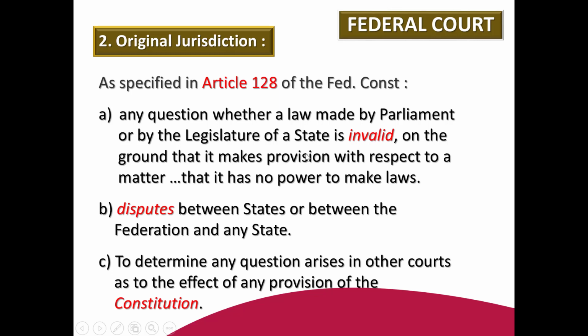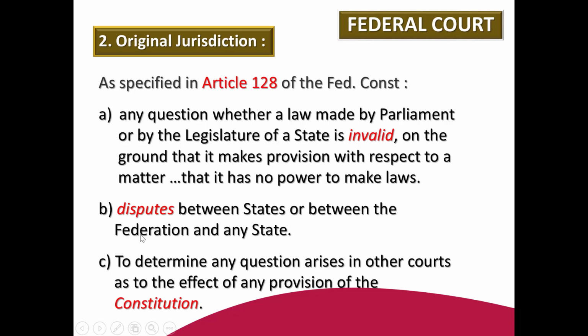So this one, in terms of the federal list and state list, you can refer back to the topic of legislative process. Or maybe the state legislative assemblies make laws relating to the matters which are under the federal list. The state legislative assemblies have no power to make such laws, and therefore the law was invalid. So this is the jurisdiction of the federal court to make the decision in terms of the validity of the laws.